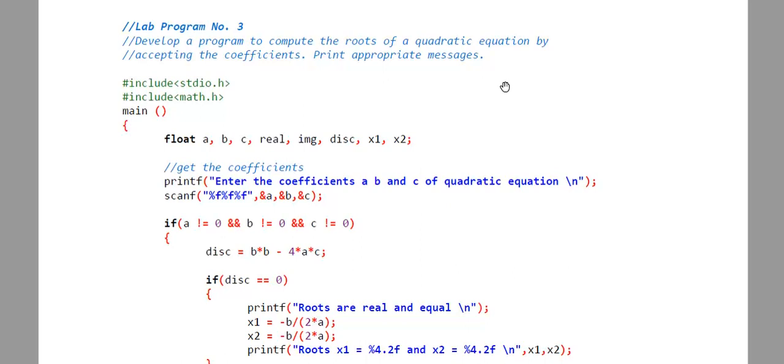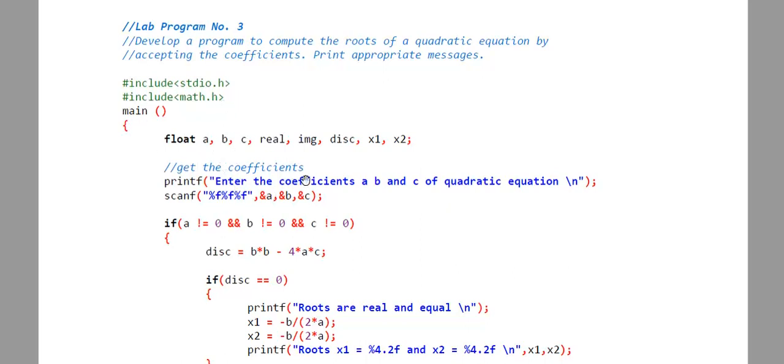And what is the input required for this program? The input required is the coefficients. In the quadratic equation generic form, ax square plus bx plus c is equal to 0, a, b and c are the coefficients. So, a, b and c will form the inputs to our program, and we are going to take these three coefficients or inputs from the user. After taking those inputs, we are going to do the calculation and calculate the roots of a quadratic equation.